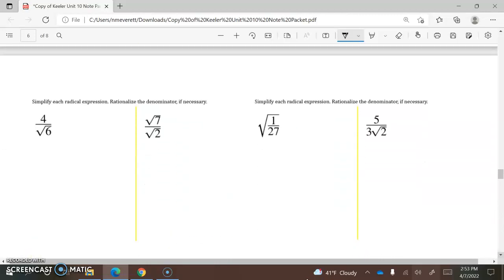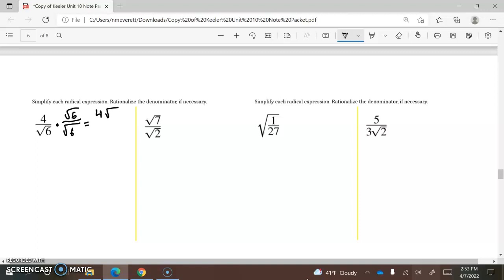So let's go ahead and rationalize these ones here. I'm left with 4 times the square root of 4 over the square root of 6. The square root of 6 is not going to be able to simplify out any further. So what I'm going to do is multiply by the square root of 6 over the square root of 6.